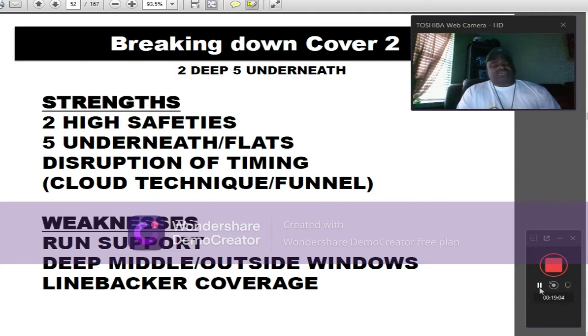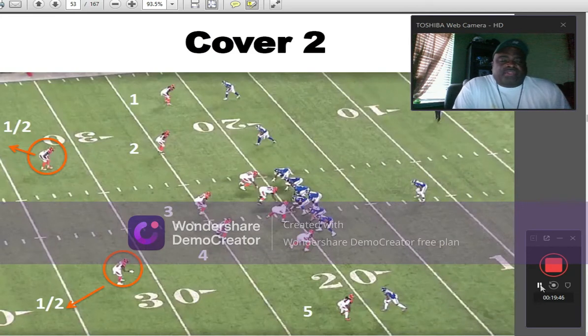If you look at this, the strength of that is the 2 high safeties on that cover 2, 5 underneath, flats drop, destruction of timing, cloud techniques, and funnels. The weaknesses is run support because the safeties are back, deep middle, outside windows, and linebacker coverage. It depends on how fast your linebackers are, or are they hybrids? Most of the time when you're using the 4-2-5, your linebackers are some type of hybrid players between safeties and linebackers. They are fast and they are not afraid of contact. Here's a look at a traditional cover 2.